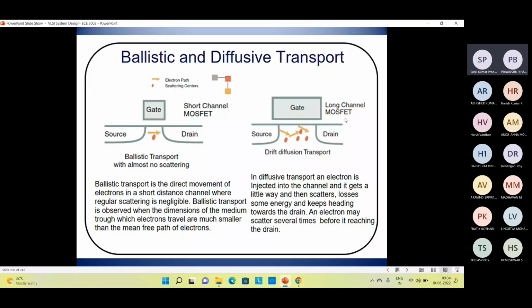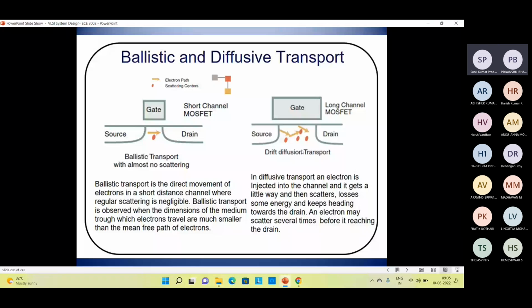That is diffusion transport, and in it our channel length is greater than the mean free path of electron. So ballistic transport, you can say, is the direct movement of electrons in a short distance channel where regular scattering is negligible. Generally, ballistic transport is observed when the dimensions of the medium through which the electron travels are much smaller than the mean free path of electrons. So this is the concept of ballistic transport in short channel devices.